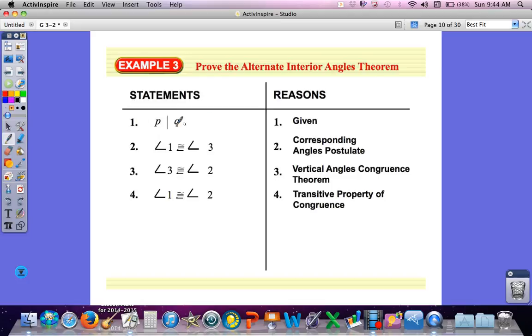Just like we said, they gave us P is parallel to Q. We know that angle 1 is congruent to angle 3 because of the corresponding angles postulate. We know that 3 is equal to 2 because of the vertical angles congruence theorem. So if 1 is equal to 3 and 3 is equal to 2, 1 is equal to 2 because of the transitive property of congruence. Notice we did not need to use any measures here or any equalities. We were able to just use the transitive property of congruence.